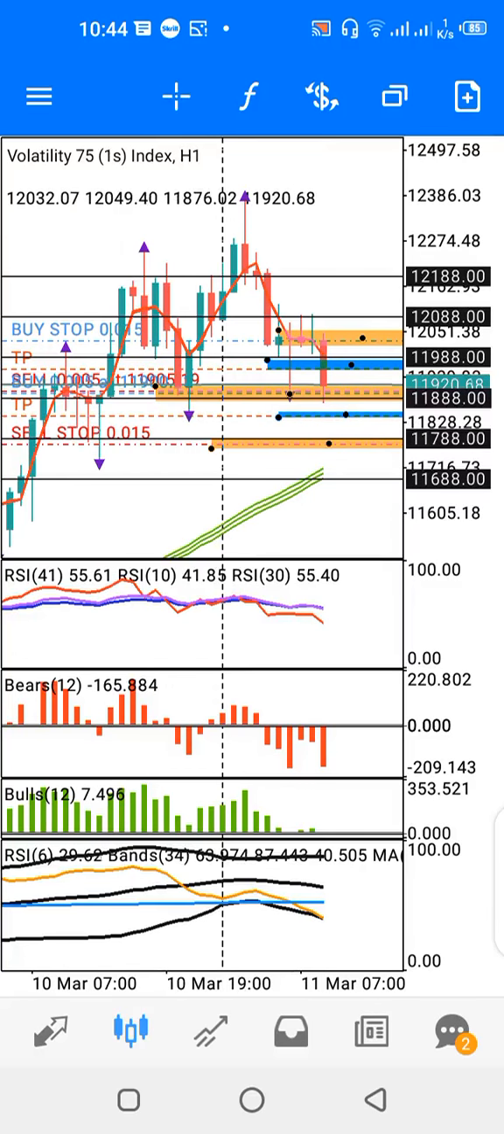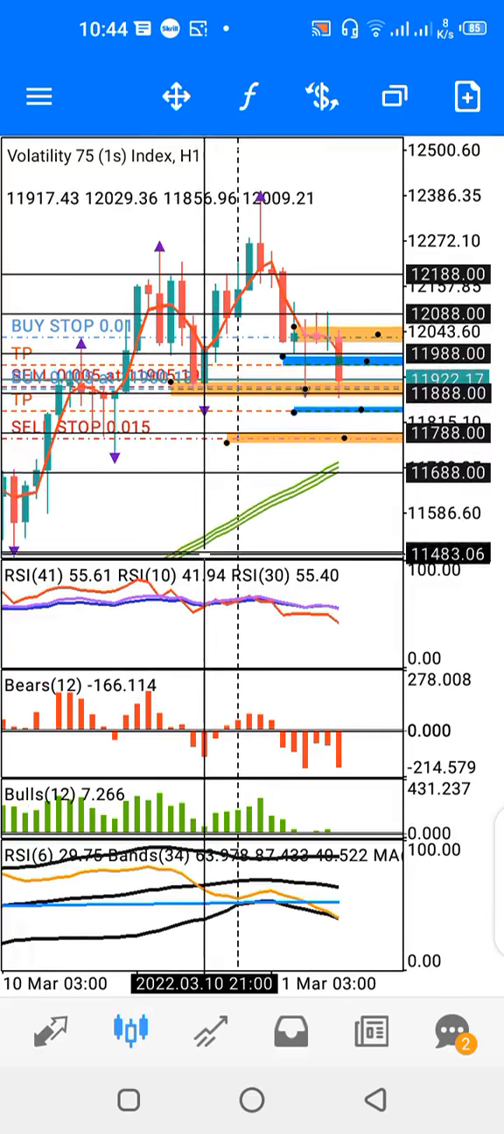And the price continues to go down and breaks the neckline. There is no need for me to place the hedge at the top, which is the buy stop hedge. There won't be a need for me to place the buy stop hedge. I'll focus on the sell stop hedge.